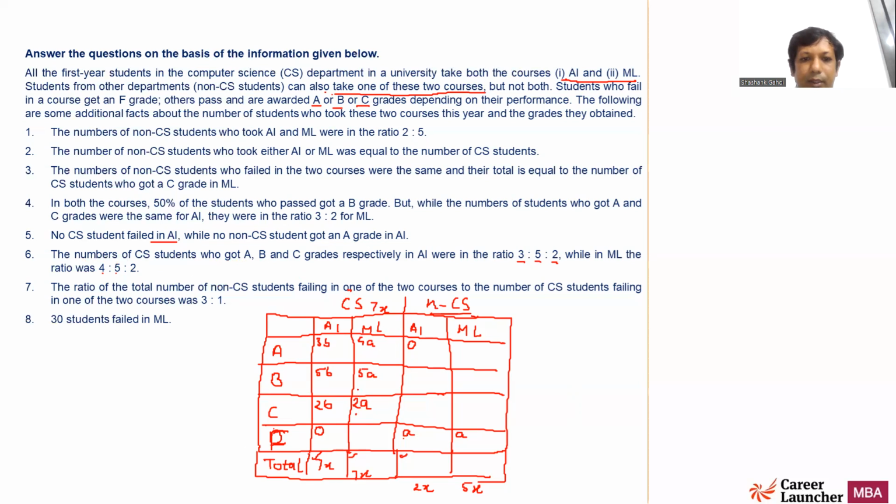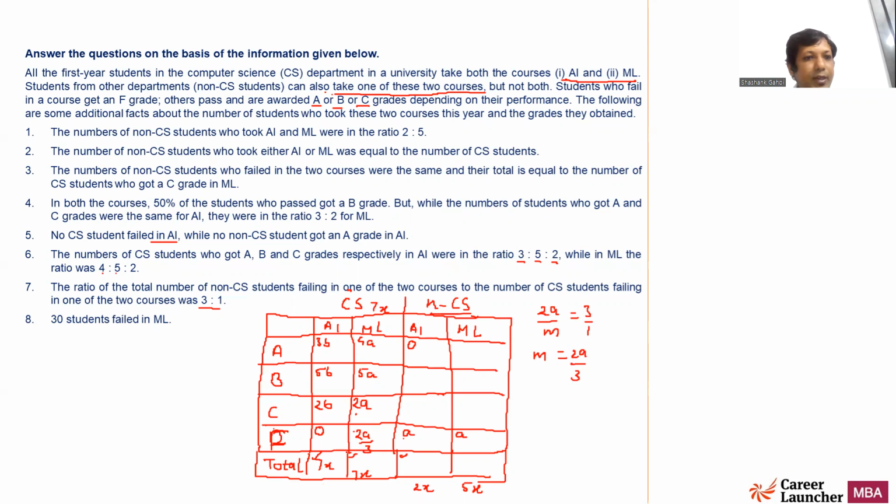ठीक, इतना clear है? अब आगे आते हैं. The ratio of the total non-CS students failing in one of the 2 courses to the number of CS students failing in one of the 2 courses was 3:1. Okay, so total fail students in non-CS was 2A. Total failed students in F is let's say M, and their ratio is 3:1. So from here I can say M comes out to be 2A upon 3. Means this value is going to be 2A upon 3.